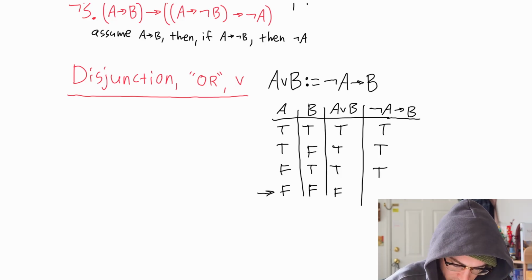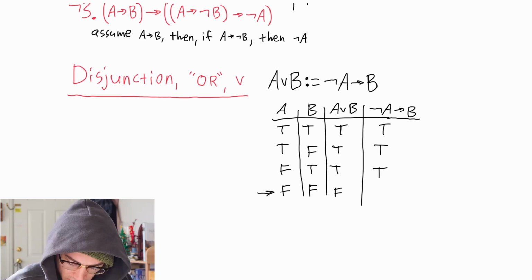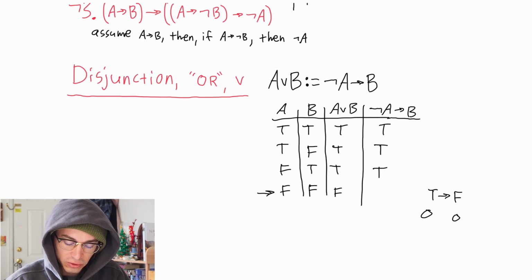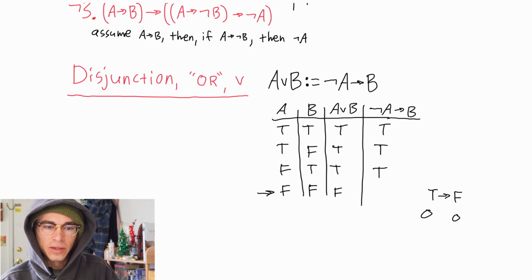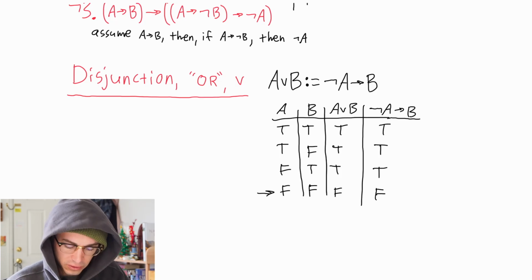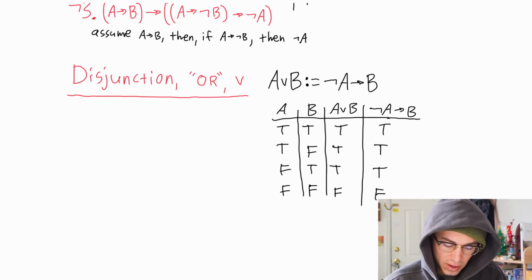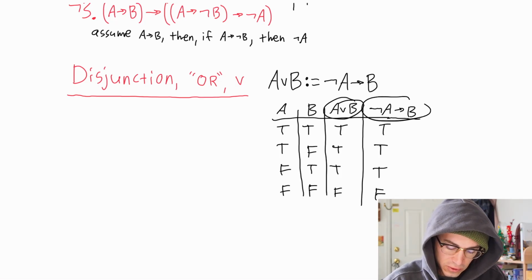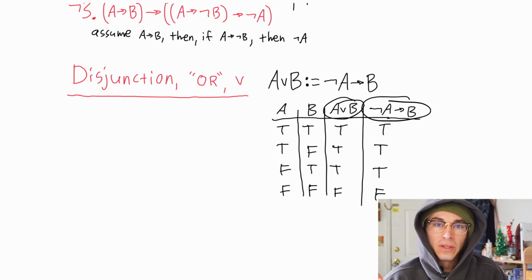And for the last one, you've probably caught on by now. Not A is true, B is false. So if the first thing is true and the second thing is false, we have not A implies B is false. So this one is false. And we can see that these two statements are equivalent because they give the exact same truth values.